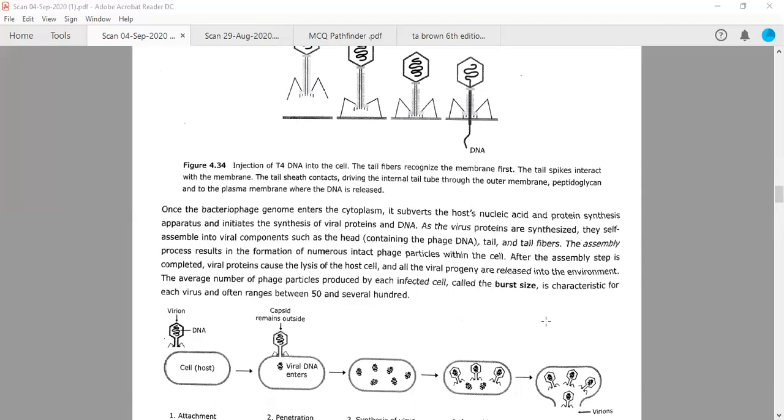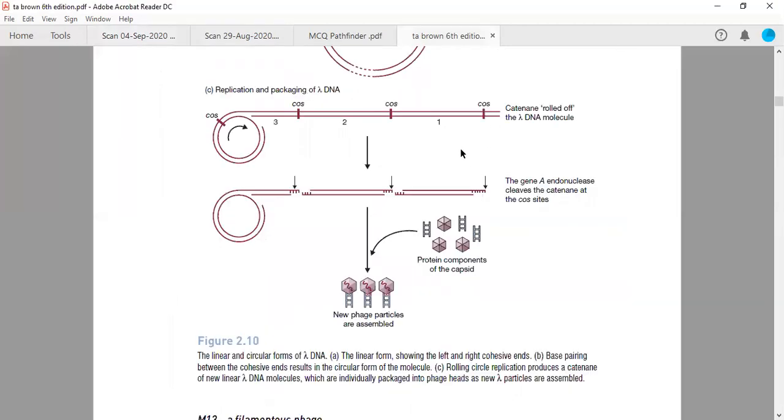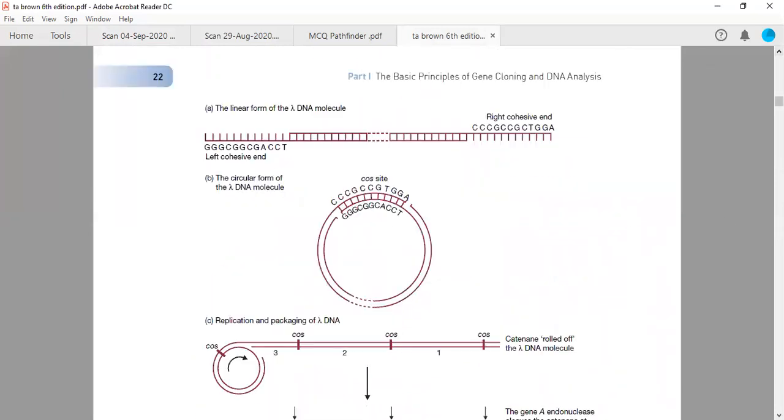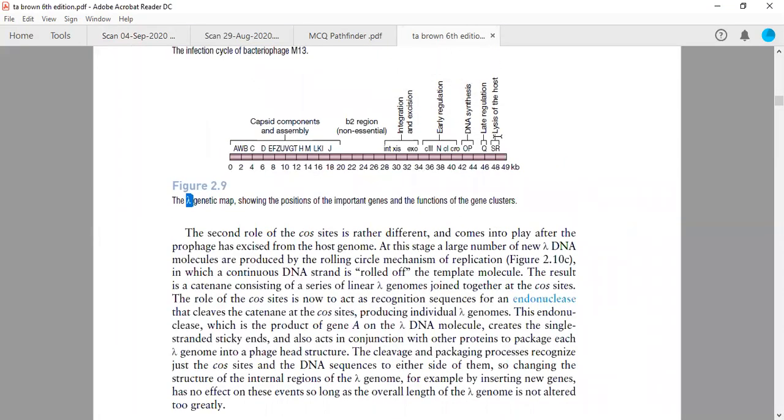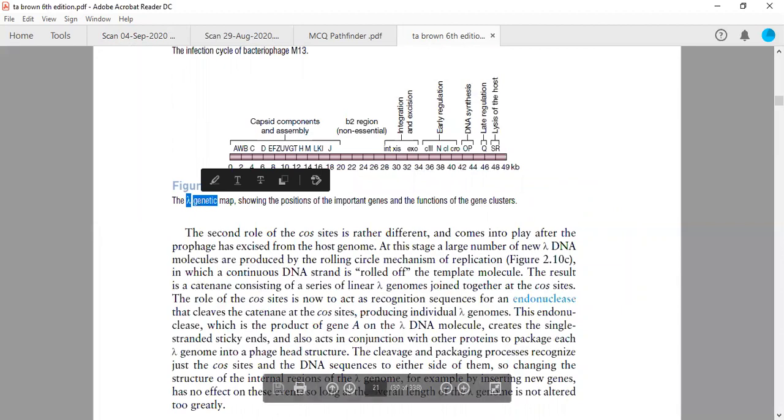Also, as you have seen in the case of lambda phage, the lambda phage has some genes in its genome which are responsible for the lysis of that particular host. For example, the SR region, which is present at the end of this double-stranded DNA, encodes some proteins which will help in the lysis of the host. And the host is E. coli in this case, because this lambda phage infects E. coli.